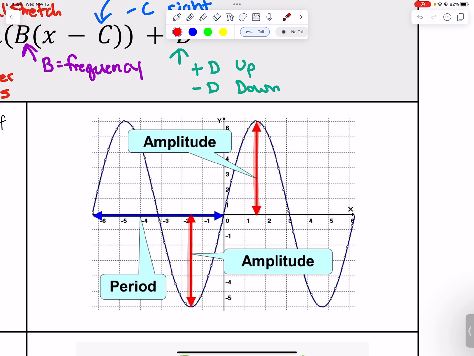The period of the graph is how long it takes for one full cycle to occur, whether it's sine or cosine. So for example, this one looks like a sine. That blue arrow right there indicates the period of this sine graph would go from just past -6 to 0. So it has a length of a little more than 6.